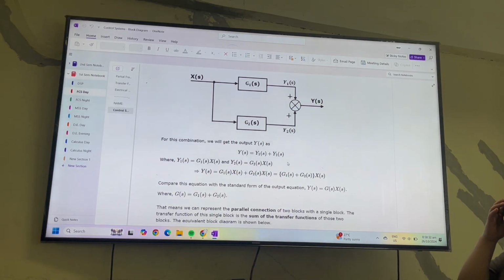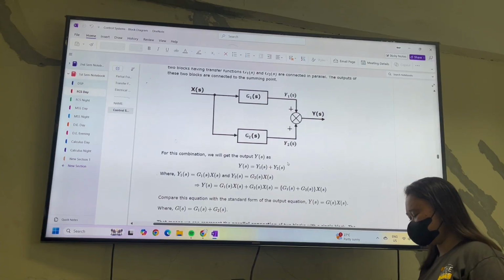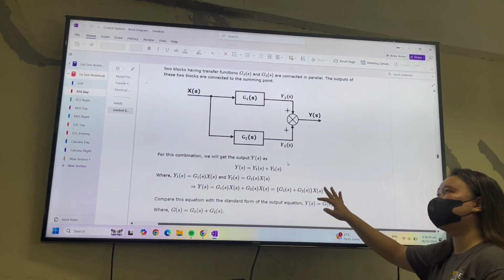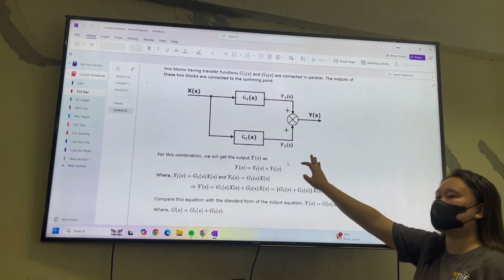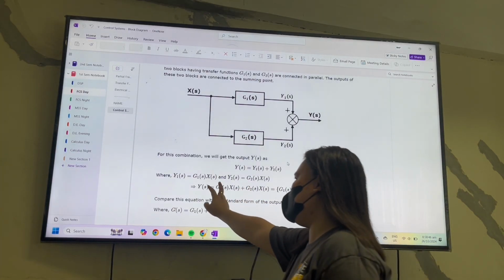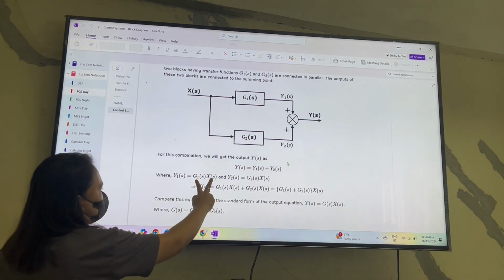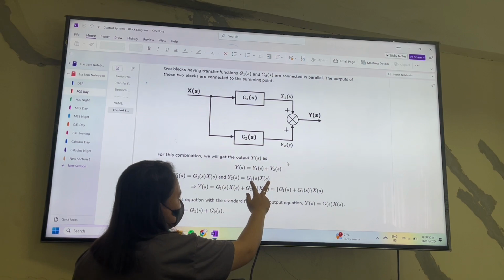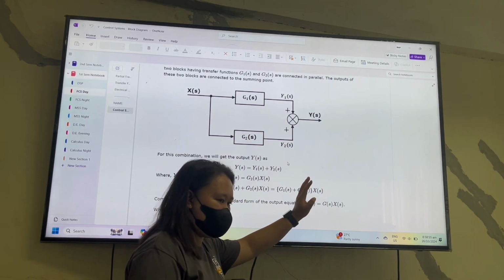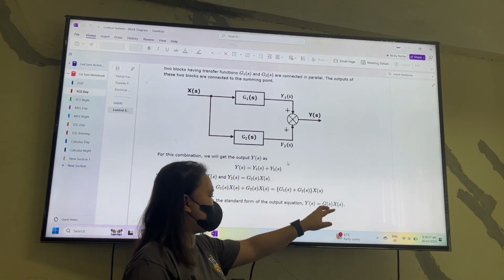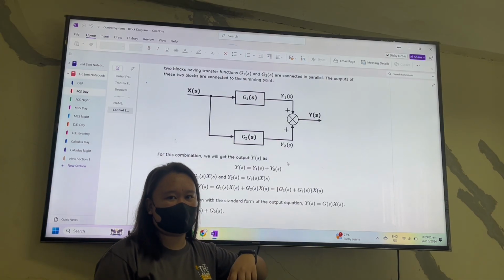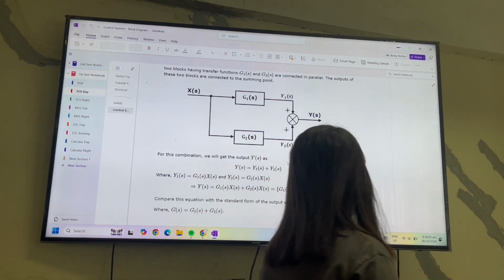Okay, going back. So the overall output for this parallel connection is the sum of Y1 of s and Y2 of s. Now Y1 of s again is equal to this one, and Y2 of s is equal to this one. If you factor out the common X of s, you get G1 of s plus G2 of s.